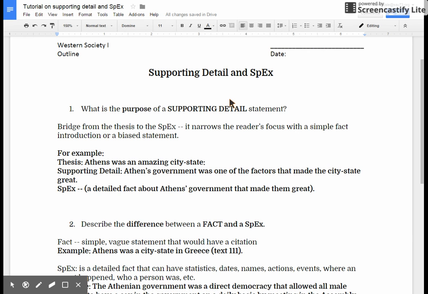Welcome to the tutorial on the supporting detail in SpEx. Your job as you watch this tutorial is to take notes that will then be studied, and you're going to retake the quiz that you took the other day to redefine what is the purpose of a supporting detail in a SpEx. If you don't pass the quiz, there will be another tutorial to follow up, and we'll continue on this path until you feel confident with understanding the difference between a supporting detail and a SpEx.